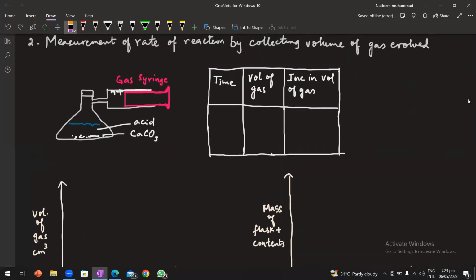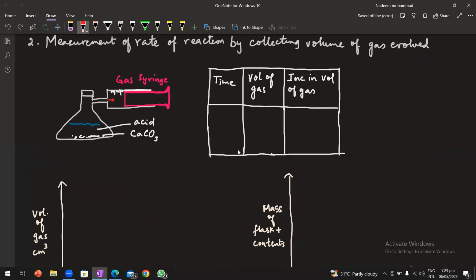So the conical flask is fixed with a gas syringe, which is graduated. It has a plunger. So as more and more carbon dioxide comes, the plunger will move back and you can calculate the volume of the gas. And then in the same way, you can get your readings.